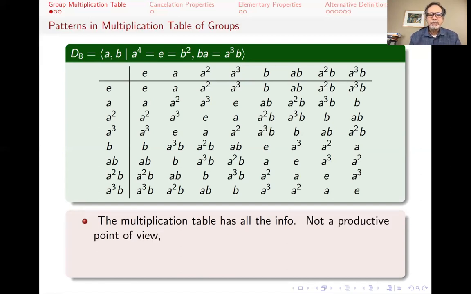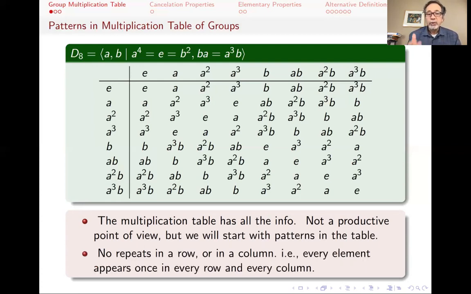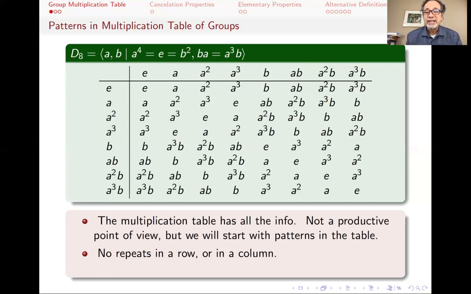Now, this tends not to be a very productive point of view, to focus on the multiplication table. The right point of view is to think about structures and substructures and how they relate information. That will be productive. But at the beginning, since we don't have any other tools, we start with the multiplication table and see what patterns we see. One pattern that we do see is that there are no repeats in any row or in any column. In every row and every column, every element appears exactly once.